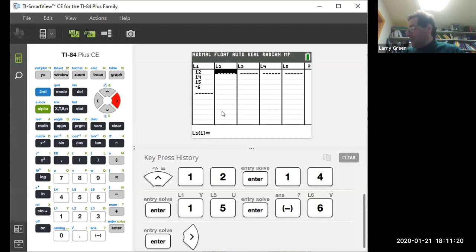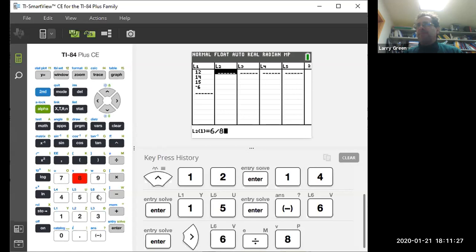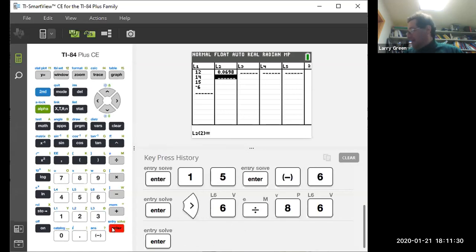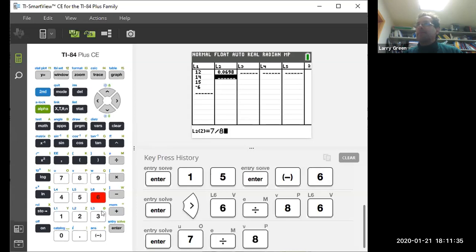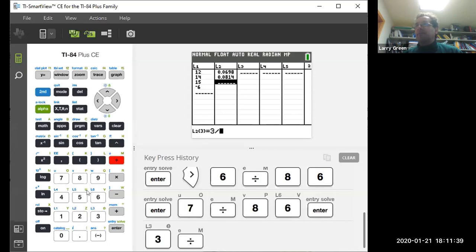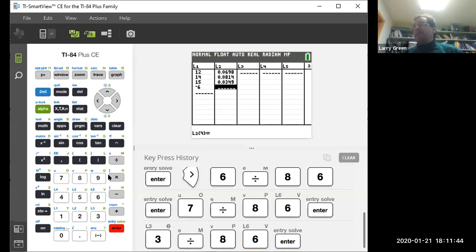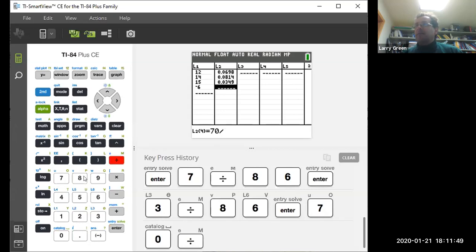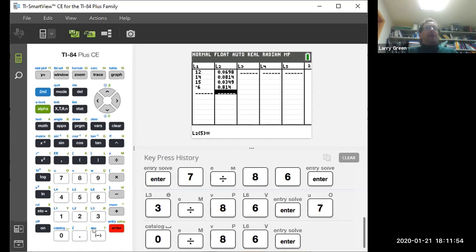Then I'm going to go to L2, and I'm going to put the probabilities. And that was, if you remember, 6 divided by 86. And then 7 over 86. And then 3 over 86. And then 70 over 86. Any questions so far?